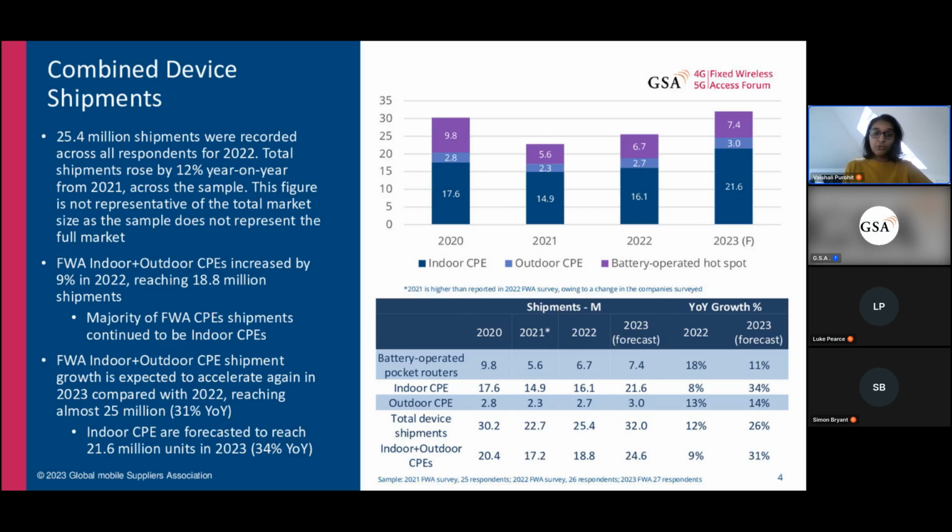Battery-operated hotspots, although still expected to grow 11%, are not expected to return to the levels of 2020, in which demand in the COVID-19 pandemic saw numbers peak. Similarly, outdoor CPEs were expected to grow by 14%, surpassing the number of shipments in 2020.